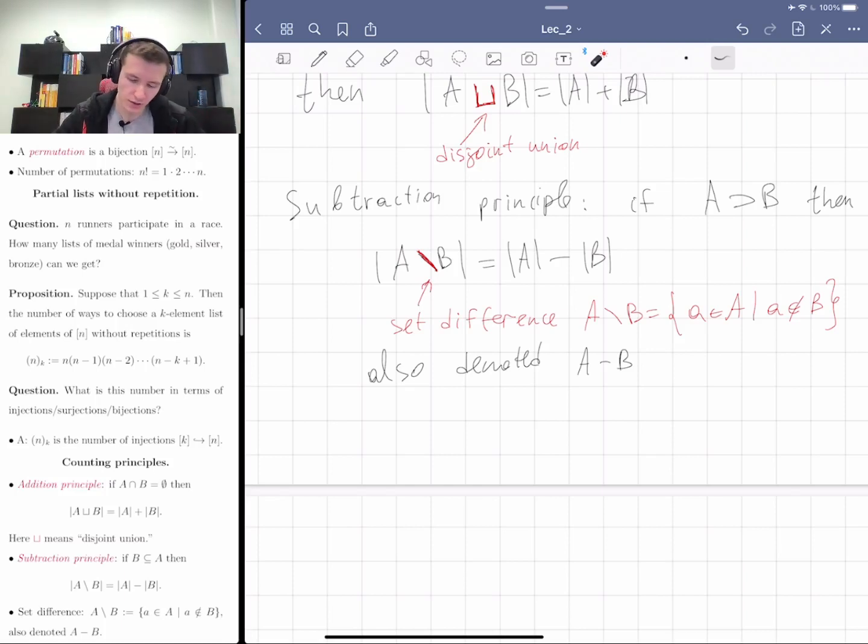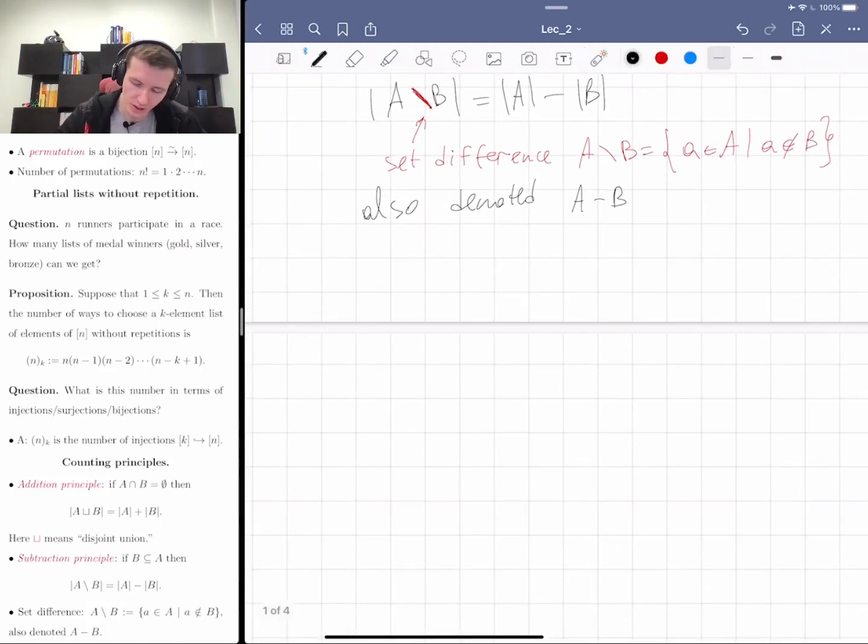All right, and so why is this principle useful? It's useful when you want to compute the size of the difference, but instead of computing it directly, it's easier to compute the size of A and the size of B and then just subtract. So again, an example from the book, which I think is very nice: here's a question.